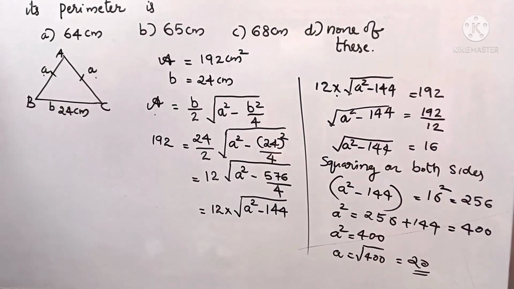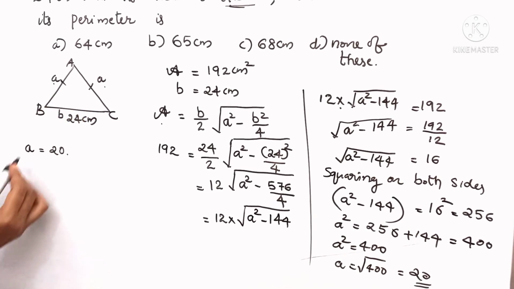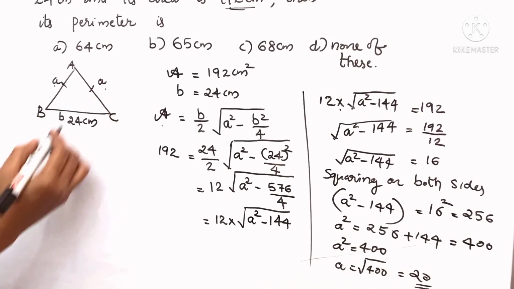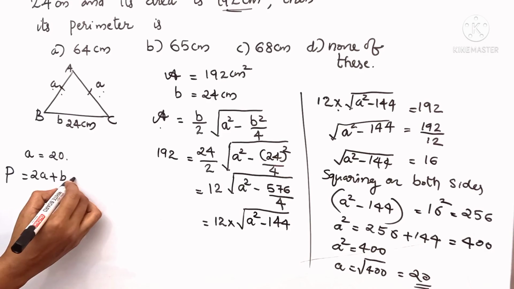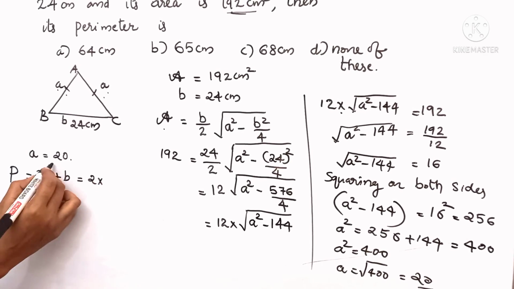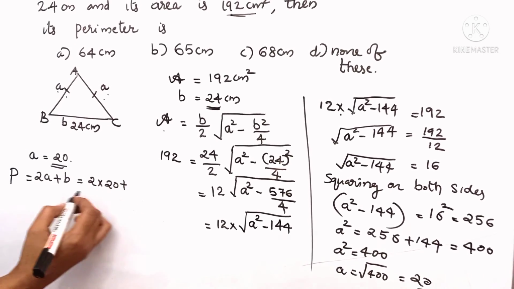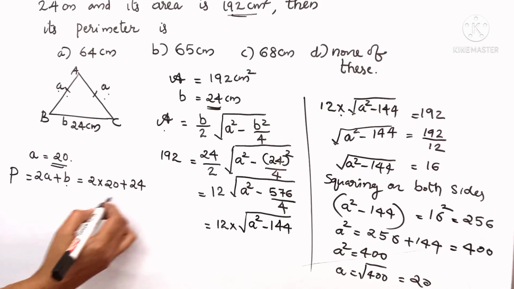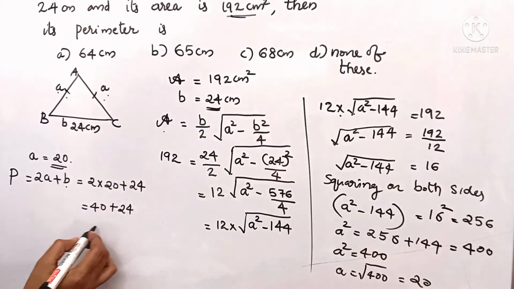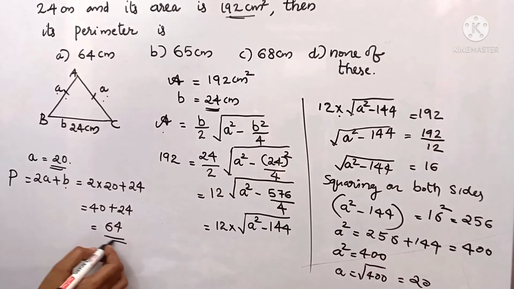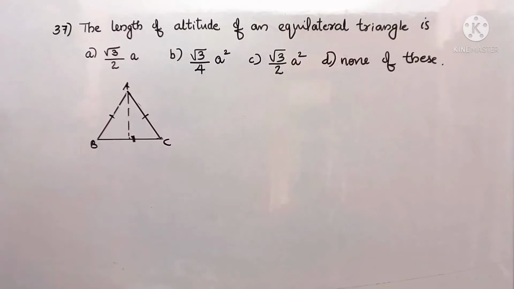So we have got the side now. a is equal to 20. We want to find the perimeter of this isosceles triangle. We know a plus a, 2a plus b, that is equal to 2 into a plus b. Now we have a and b. a is 20 and b is 24. That is equal to 2 into 20, 40, plus 24, that is equal to 64. This is the answer. Option A, 64 centimeter is the answer.